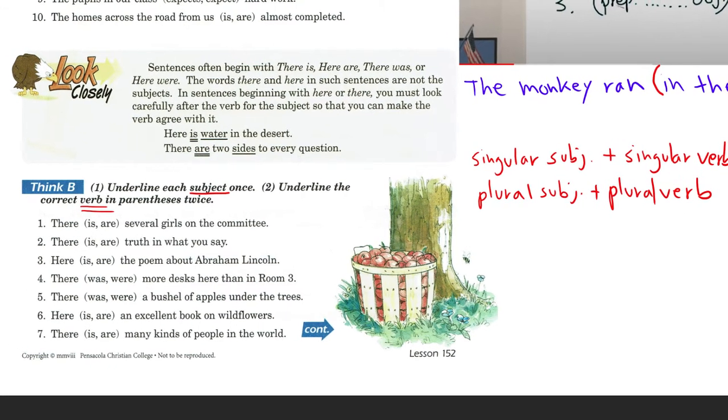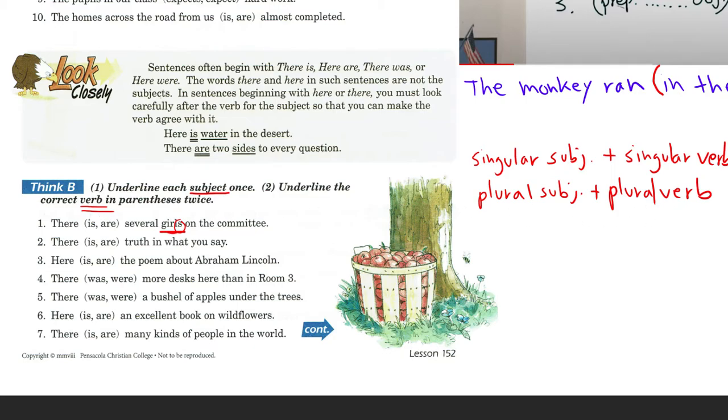So the first one, there is or are several girls on the committee. Girls is my subject here. Subject is what the sentence is talking about. The sentence is talking about girls, right? So I have to underline girls once. Is girls singular or plural? There's an S at the end, so it's obviously plural. So that means I have to pair that up with a plural verb.